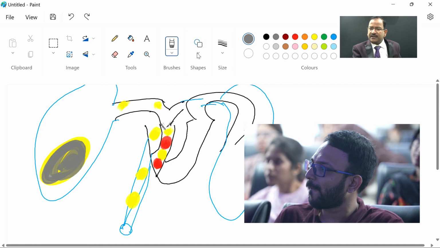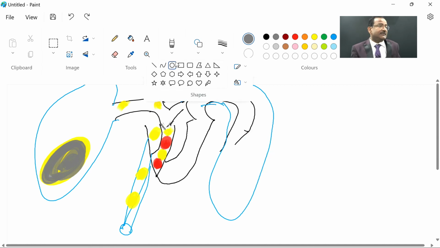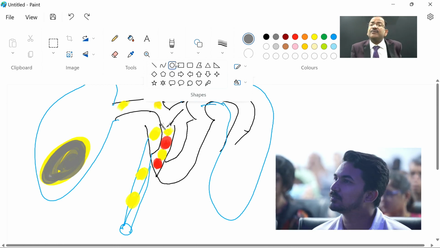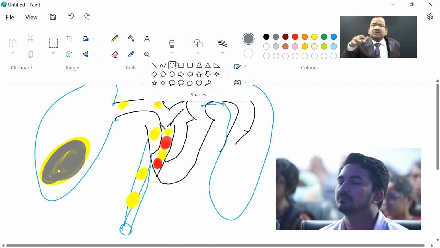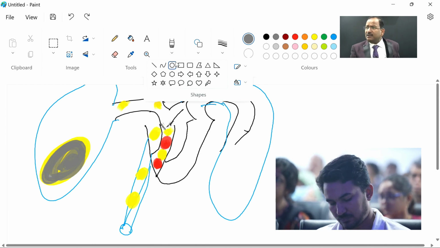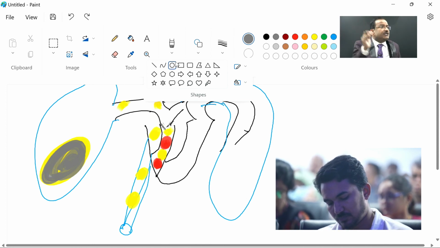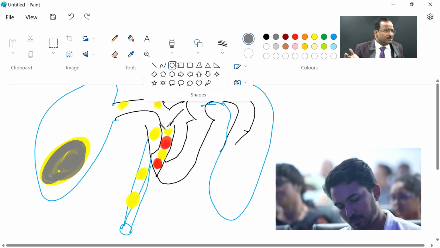Another thing you will see is why ETCO2 decreases. Because no blood is going into the lung now. So in a dead person, will ETCO2 increase or decrease? It will decrease, because there is no blood going into the lung, so no CO2 is going into the lung. So you will see it was 40, now it is 2, 3, 4 or 0.